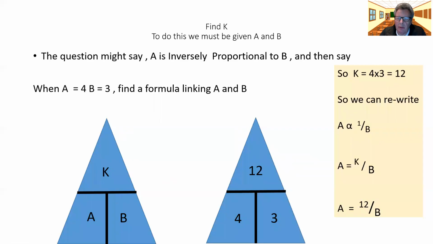So then remember what we're doing, we're saying A is proportional to 1 over B. We've rewritten that as A equals K over B, but now we've found K, we can write the formula as A equals 12 over B.